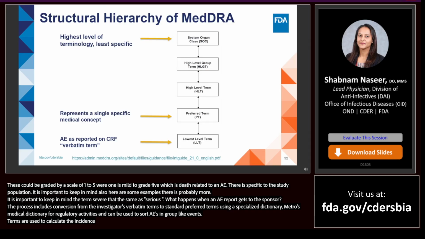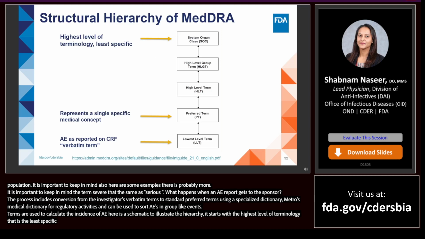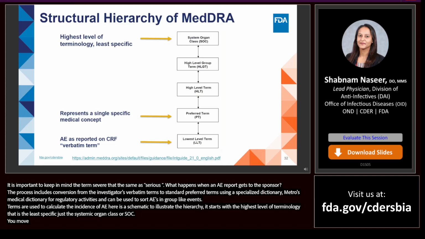Here's a schematic to illustrate the MedDRA hierarchy. It starts with the highest level of terminology, and that's the least specific, which is the System Organ Class, or SOC. And you move down all the way to the lowest level terms. This is in order of increasing specificity. The PT represents a single specific medical concept.